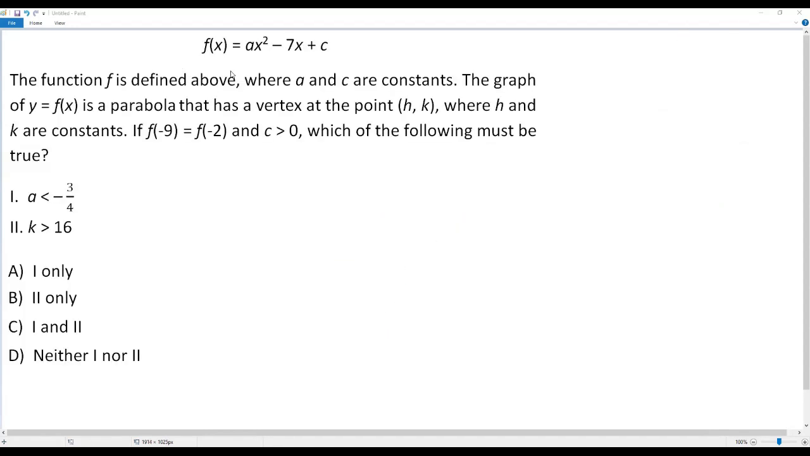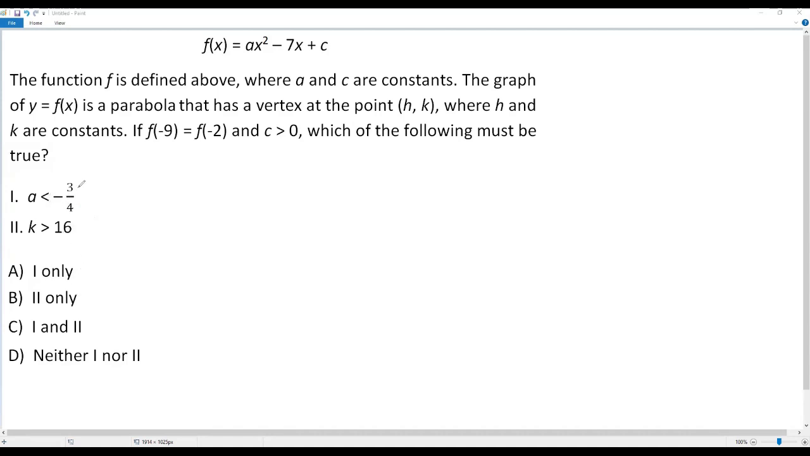f of x equals ax squared plus 7x plus c. The function f is defined above where a and c are constants. The graph of y equals f of x is a parabola that has a vertex at the point h comma k where h and k are constants. If f of negative 9 equals f of 92 and c is greater than 0, which of the following must be true? Here we have two statements. One is a less than 83/4 and the other one is k is greater than 16.